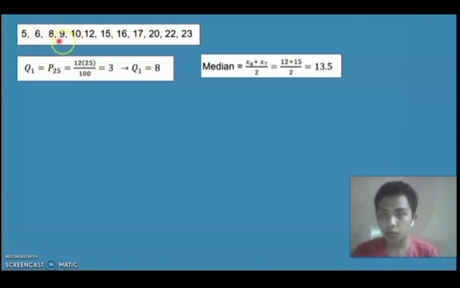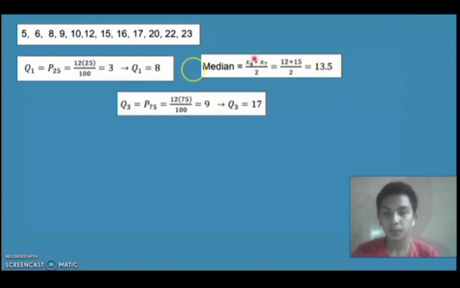So we will add the x6 and x7, which are the 6th and 7th values, 12 and 15, and divide them by 2. 12 plus 15 equals 27, divided by 2 is 13.5. Our median is 13.5. Quartile 3 equals P75, which is 12 multiplied by 75 divided by 100 equals 9. Quartile 3 is 17, the fourth from the highest.